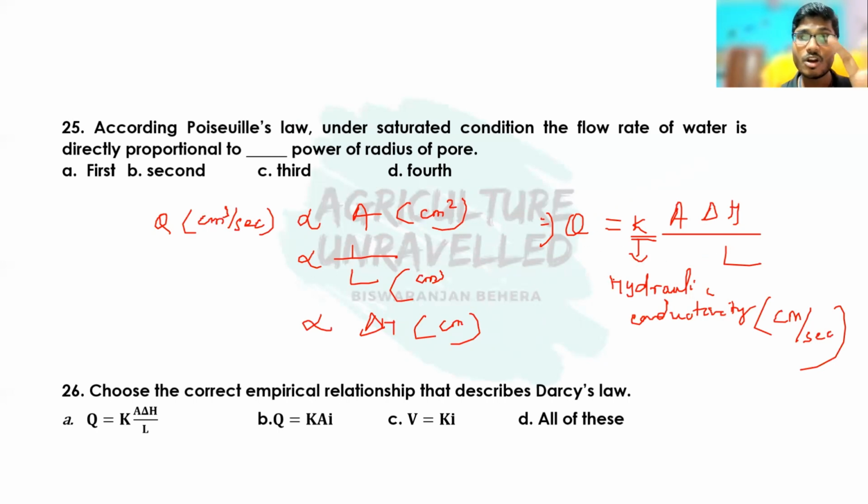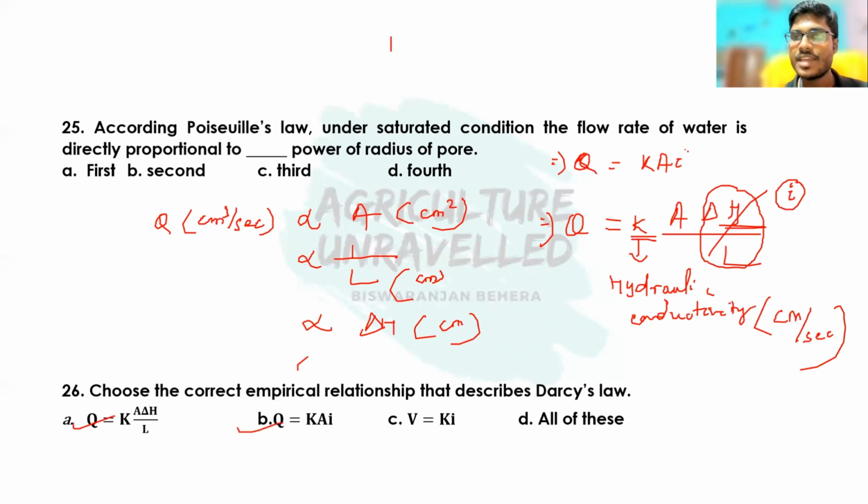Okay, now we'll convert this thing into different things. So this del H by L is known as hydraulic gradient. Okay, this del H is known as hydraulic difference, head difference, and del H by L is the hydraulic gradient. So now this hydraulic gradient we can write as I. Okay, so now Darcy's law has become Q is equal to KAI. So the first option is correct. The second option is also correct. Q is equal to KAI, where I is the hydraulic gradient.